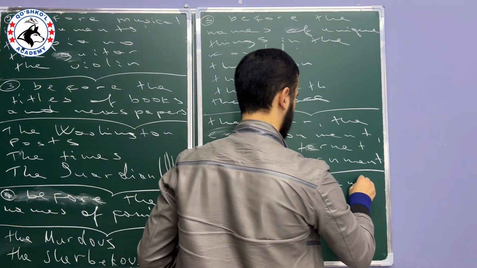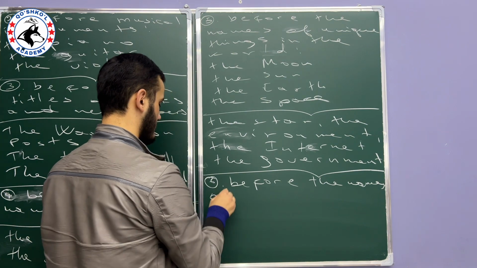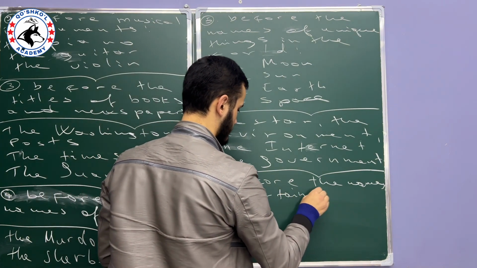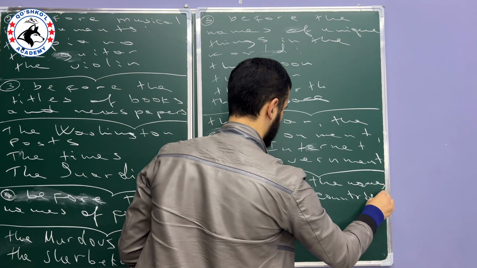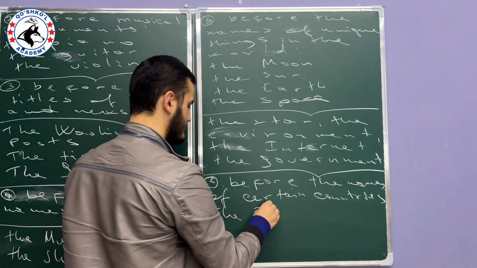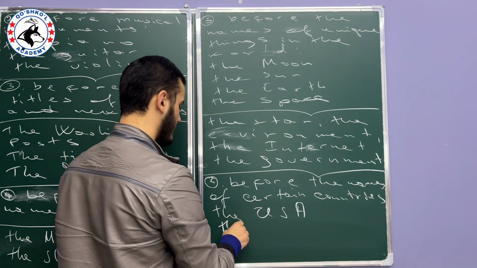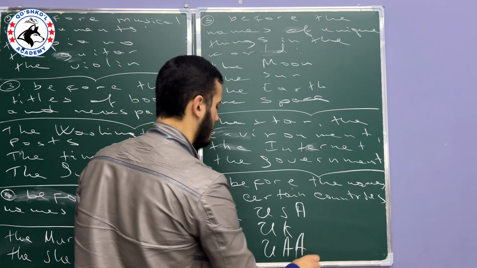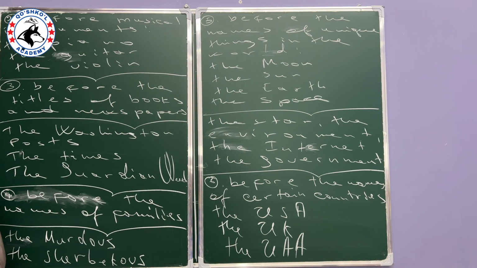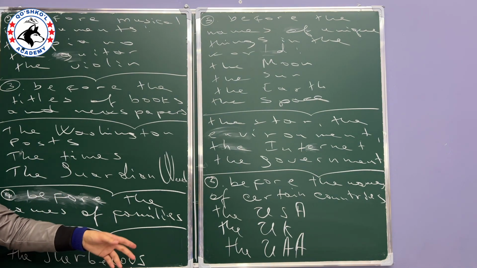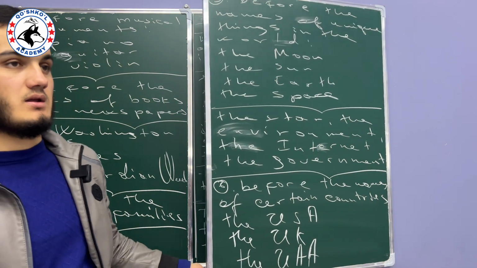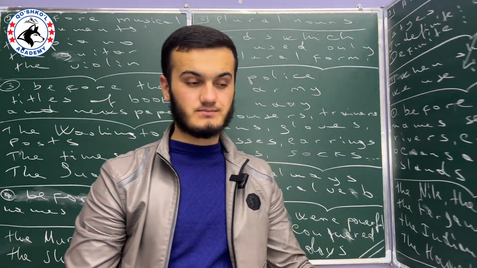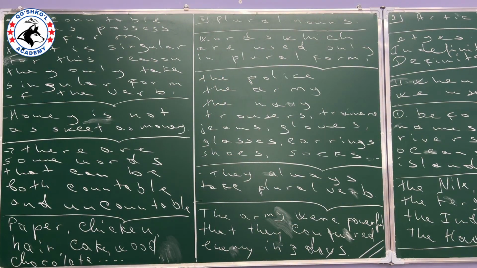Before the names of certain countries like the USA, the UK, and the UAE, the United States of America, the United Kingdom, and the United Arab Emirates. For these three names of the countries, you always should use the definite article the. Take a picture and clean the blackboard.